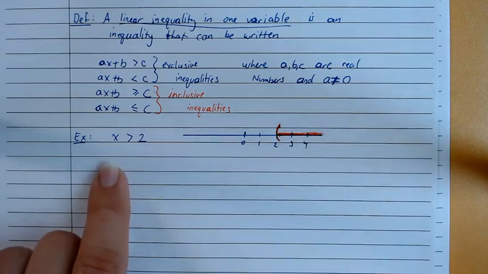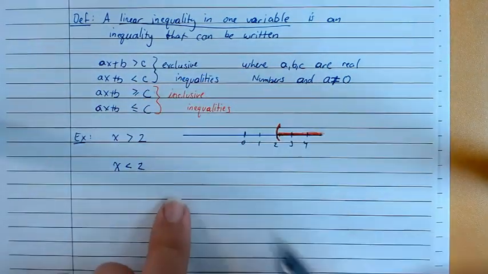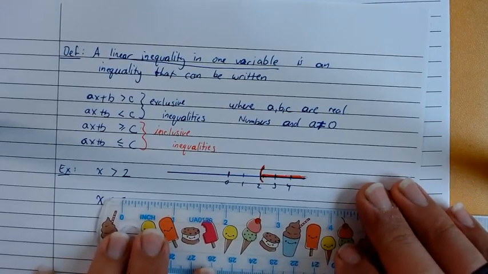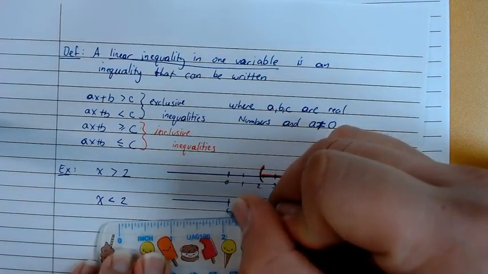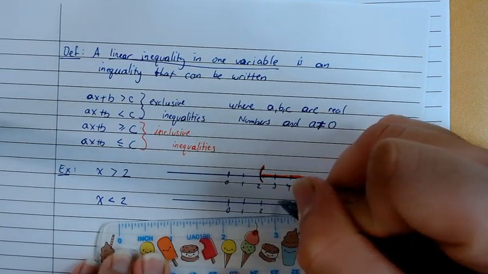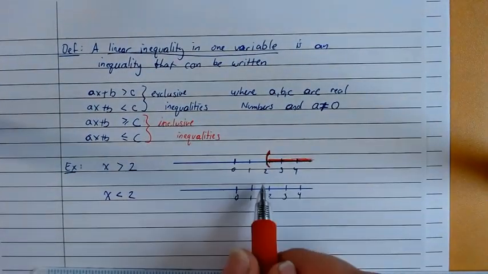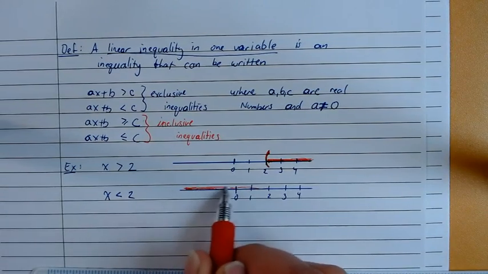Now let's say we flip that around. Let's say we have the other exclusive inequality where we have x is less than 2. Well, now this is going to look very similar. We're going to have all of the points that are to one side of the number 2, but now instead of wanting all the points that are to the right of the number 2, now we want all the points that are to the left of the number 2, all of this stuff going this way. Once again, the number 2 is not included in this set.